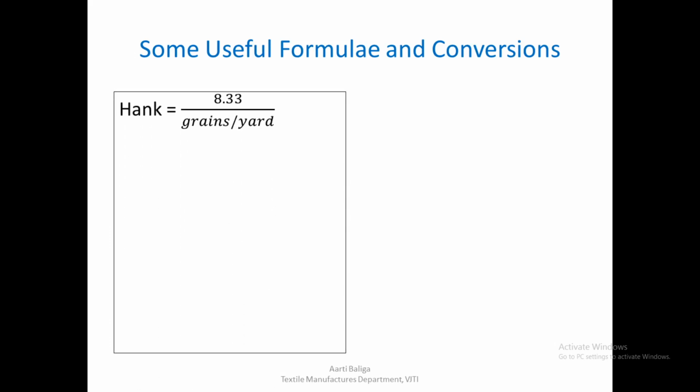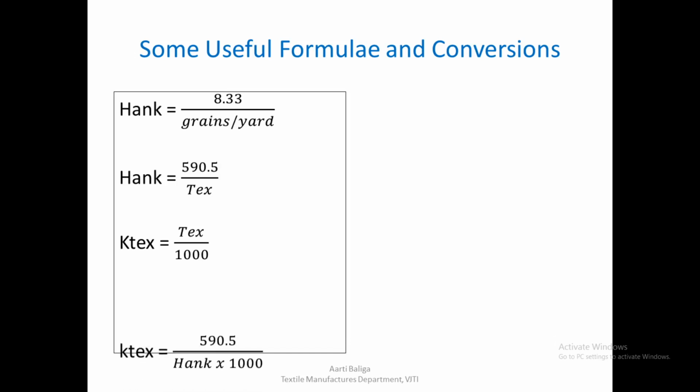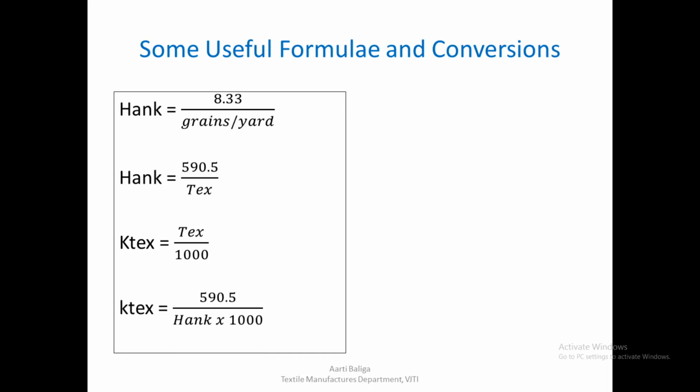First conversion or the formula is Hank is equal to 8.33 divided by grains per yard. Hank is also equal to 590.5 divided by Tex, and kilotex is equal to Tex upon 1000. Kilotex is also equal to 590.5 divided by Hank divided by 1000.